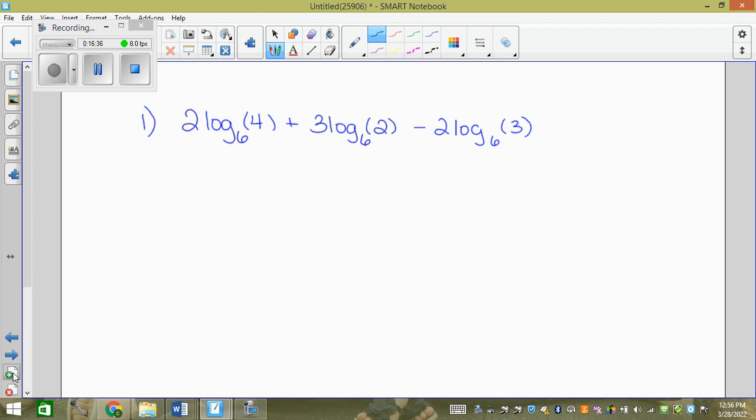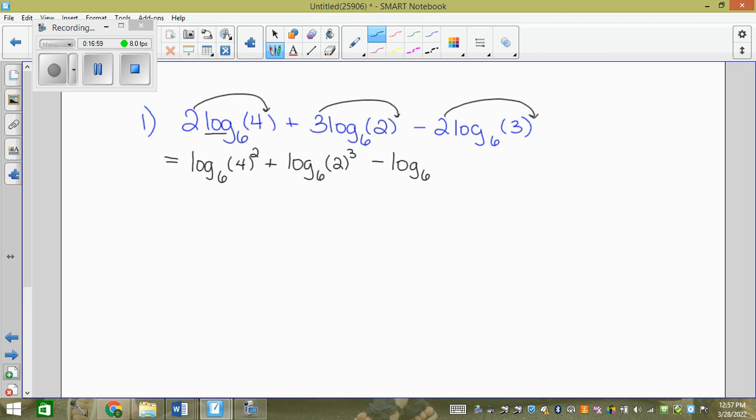When there's a log word in here, I can take this and move it up. Take this and move it up. Take this and move it up. So I put an equal sign because this equals log base 6 of 4 to the 2 plus log base 6 of 2 to the 3 minus log base 6 of 3 to the 2. Remember that?